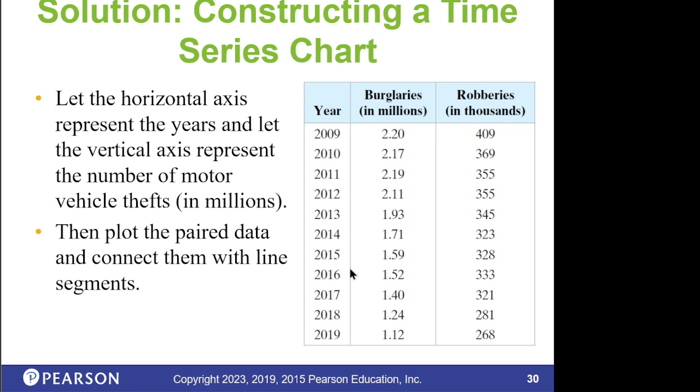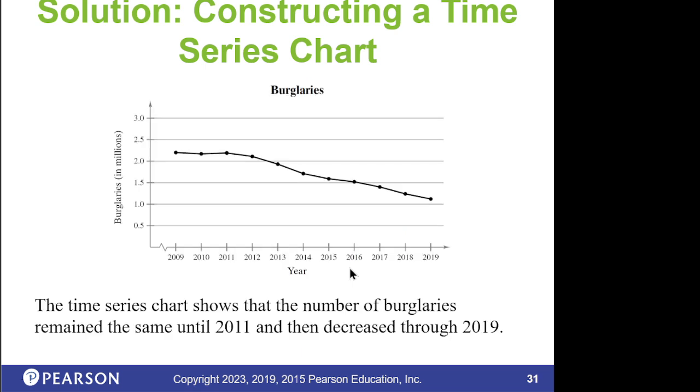If we put the paired data, with the horizontal axis being the years and the vertical axis being, this says motor vehicle thefts, but let's get to the plot. So we have burglaries in millions. We look at the year and how much we have in millions. And we notice a trend that burglaries are declining. And so time series can let us see how a number is changing over time.